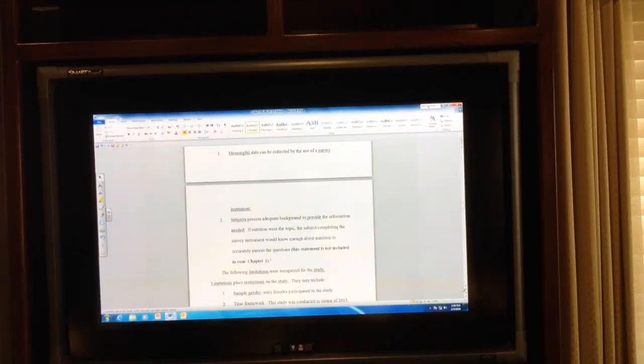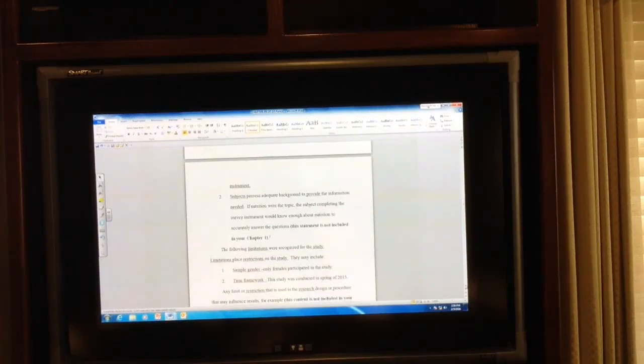So you would know that if you're passing the survey instruments out in your Sunday school class or in a mixed group of people, you would know to skip the males. A second limitation that is often stated and would be stated in your study would be a time framework. For example, you might say this study was conducted in the spring of 2015 or 2016. And so only the people that responded to your survey instrument in the spring of 2015 would be represented in your study.